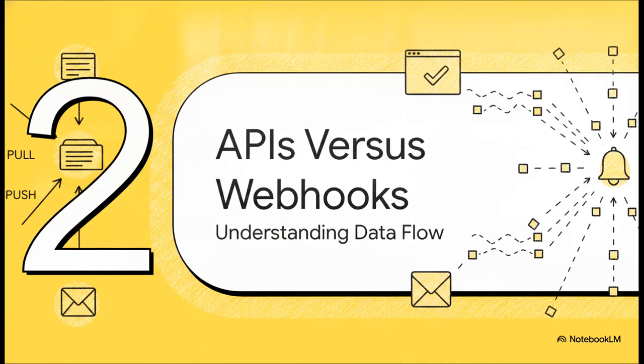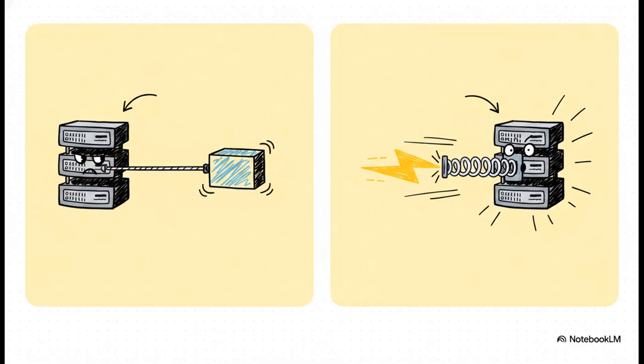Moving on to Section 2, APIs versus webhooks explained, understanding data flow. Now, what's really interesting about this is that understanding the exact flow of data is exactly what separates a brittle, amateur system from an unbreakable expert one. You absolutely need to know when to pull data and when to just let the data come to you.